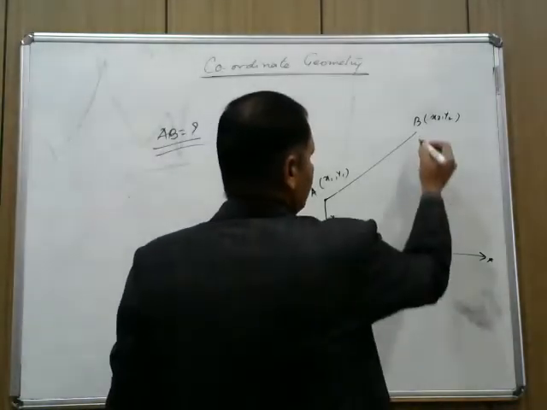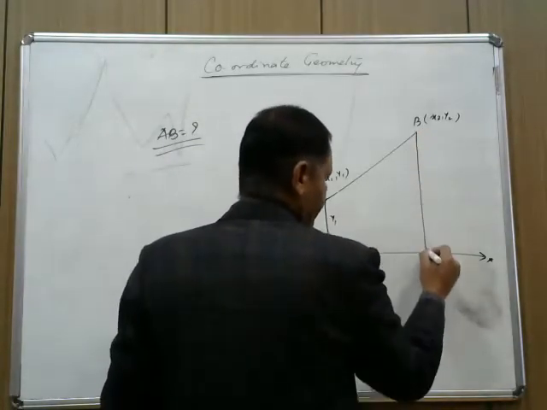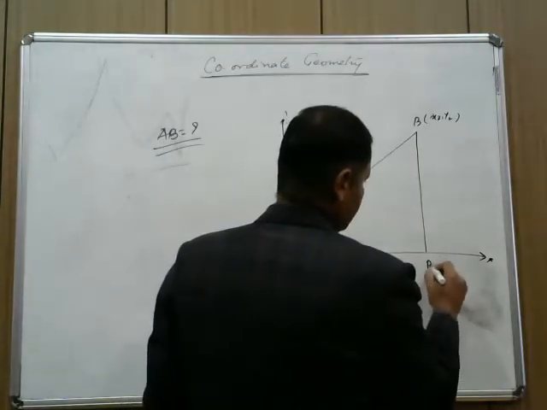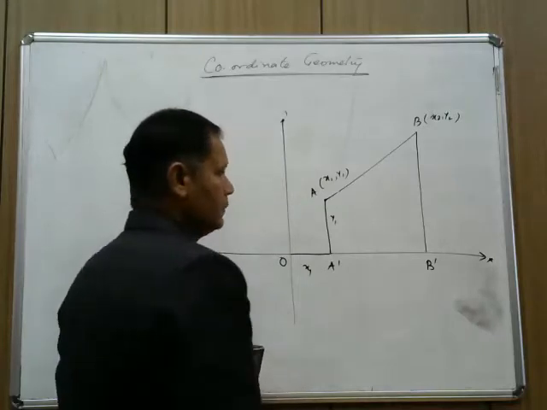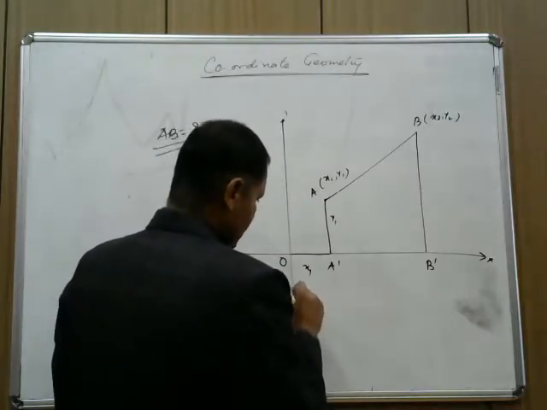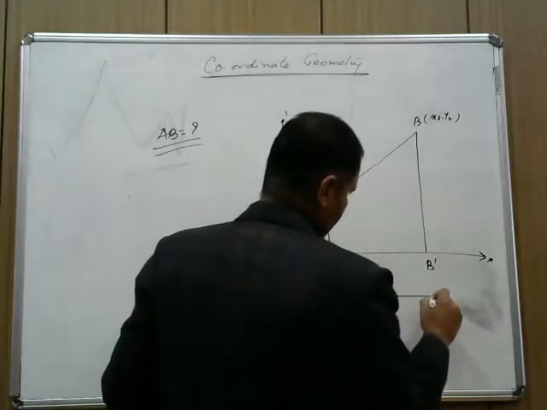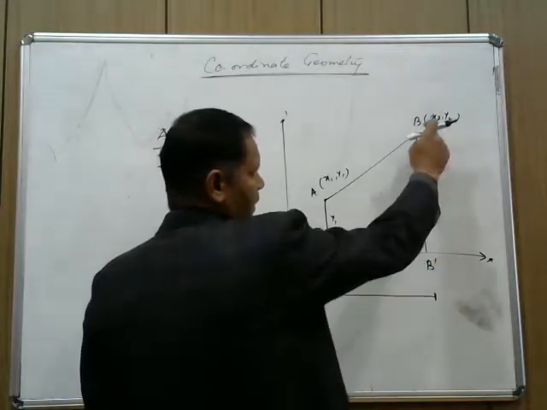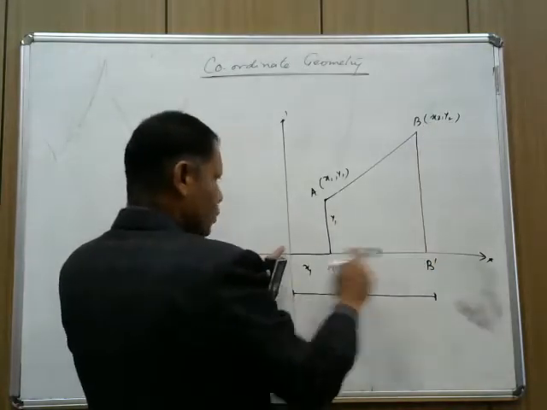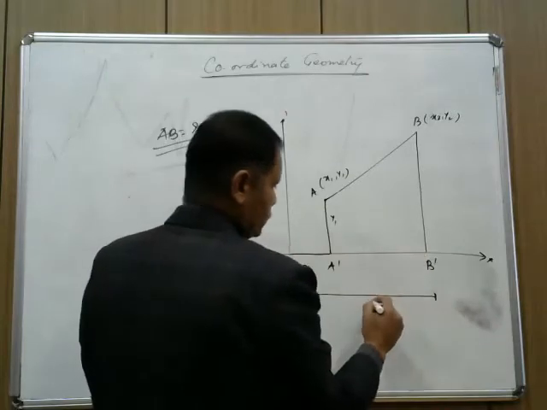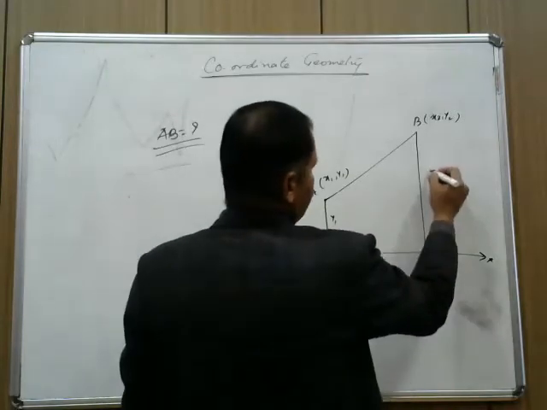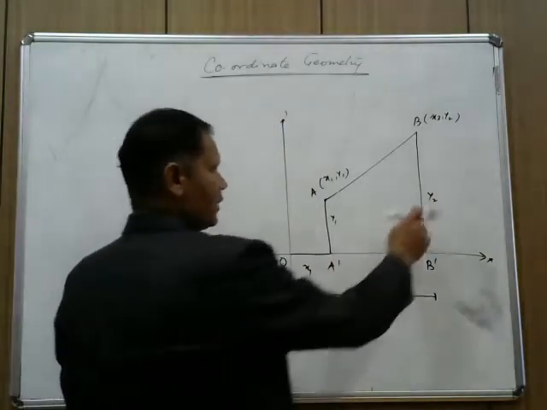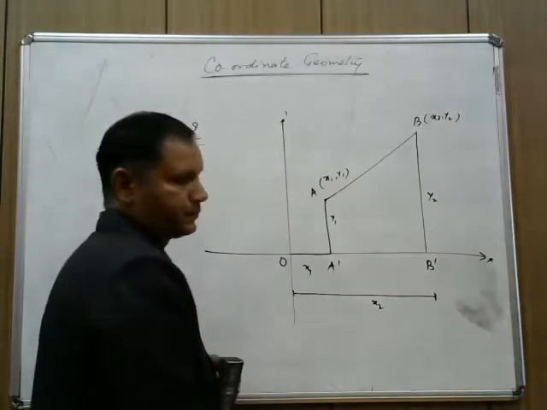Same thing I am going to do from this point B. Draw a perpendicular from point B on the x-axis and mark it as B dash. Now, tell me the distance of this B dash will be how much? The coordinate of B is x2 comma y2. That means OB dash, this distance, will be x2 and this distance will be how much? Y2. Right? And therefore, the coordinate of this point is x2 comma y2.